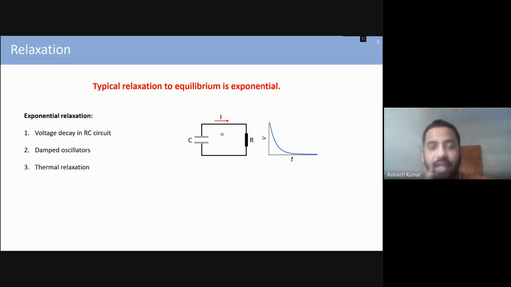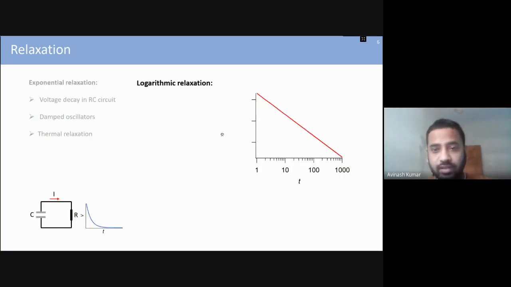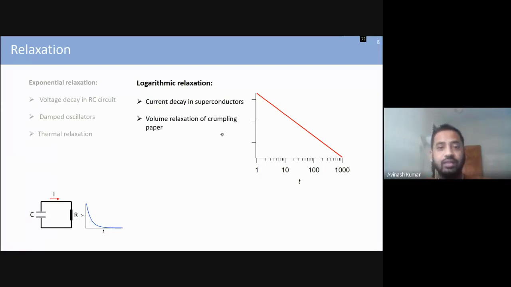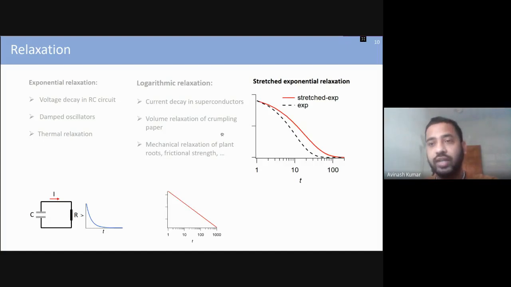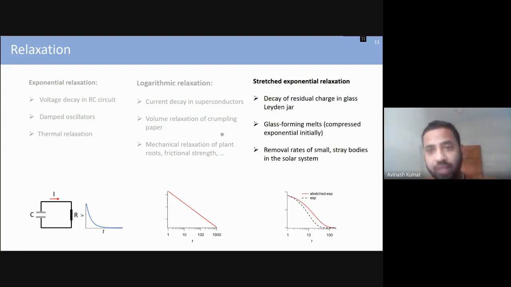So the other examples might also include logarithmic relaxations, which are observed in certain cases, including current decay in superconductors, volume relaxation of crumpling papers, and so on. And another class of relaxation might also involve stretched exponential relaxations, as observed in decay of residual charge in glass Leyden jar, glass moving wells, and also in some astrophysical contexts where the stray bodies are removed from the solar system, following a decay law governed by the stretched exponential.